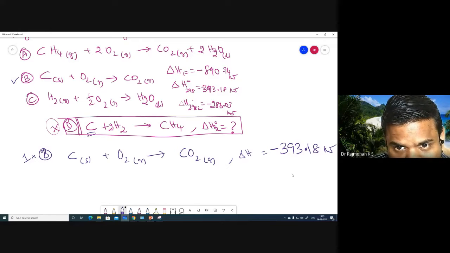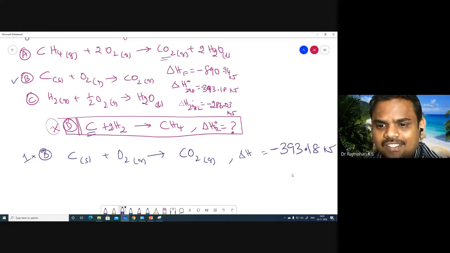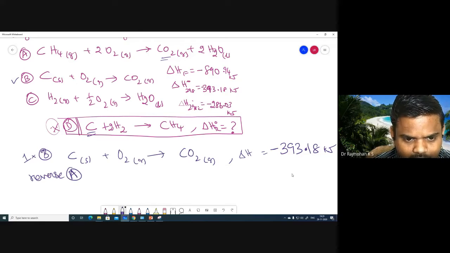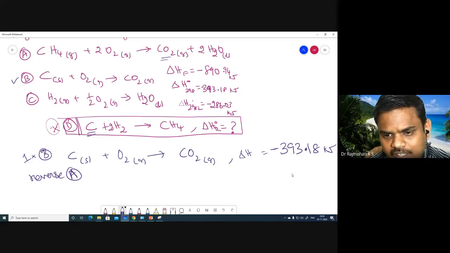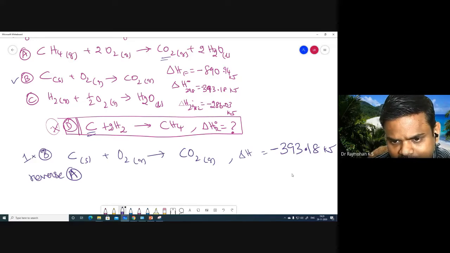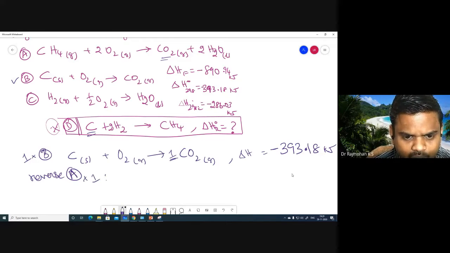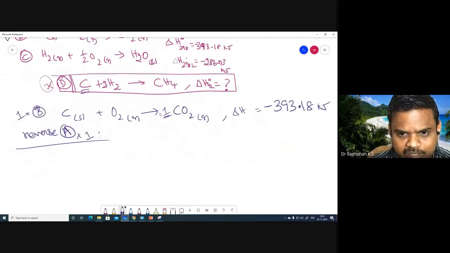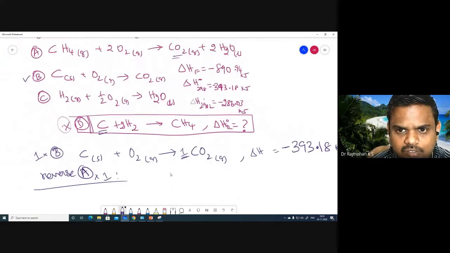CO2 has to come on the left hand side, right? Here CO2 is on the product side. So to cancel the CO2, we want A to be reversed. We have to reverse A because CO2 is on the right hand side, but in the final product it should not be there. So from the given reaction A, I reverse it, and the stoichiometric coefficient of CO2 is only 1, so multiplying by 1. If it were 2 we would have to multiply by 2. That's why I'm just giving you 1 here. Otherwise, if you understood, no need to write that 1.